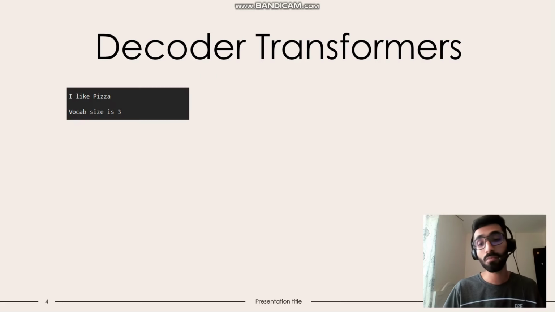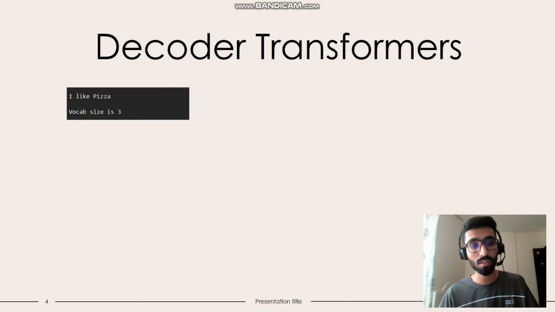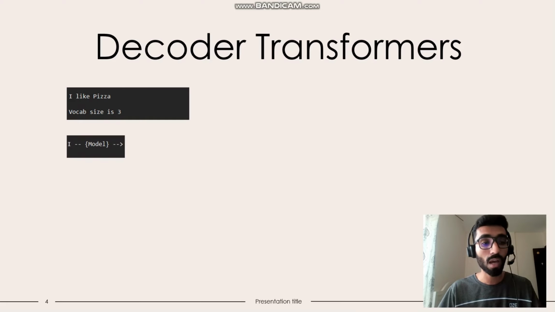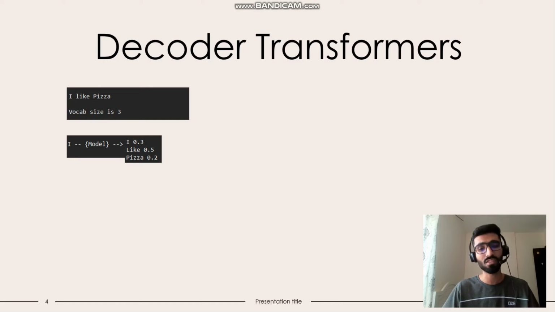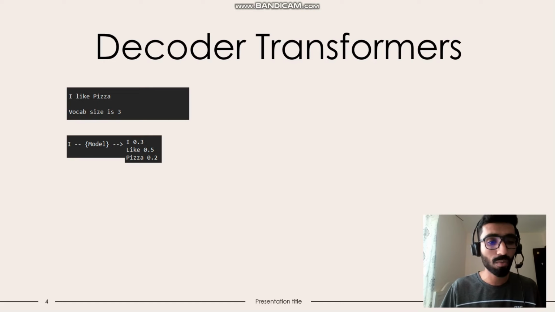Let me tell you how a decoder transformer actually works. Let's suppose you have three words, I like pizza, and the vocabulary size is also three. I pick the first word, I, and inject it into the model, and the model predicts three outputs, because the vocabulary size is three. These are probabilities: the model thinks 0.3 for one word, 0.5 for like, meaning after I it should come like, and 0.2 for pizza.